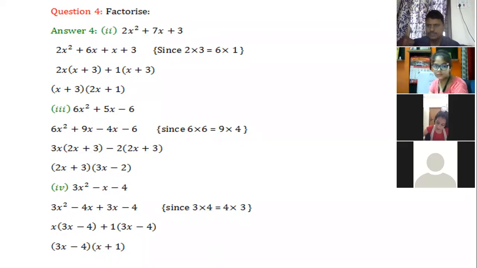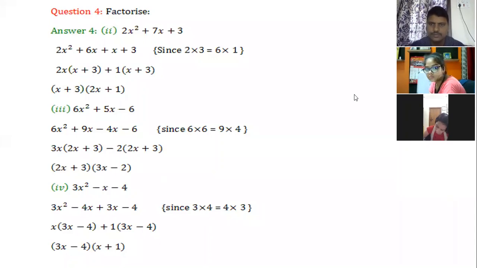All clear? 5 also, sir. Fifth, maybe not. Next class we'll plan. Okay. That is the most important sum. To understand it will take time. Should I plan for that?